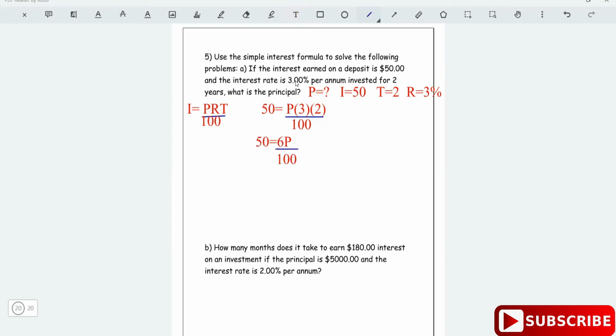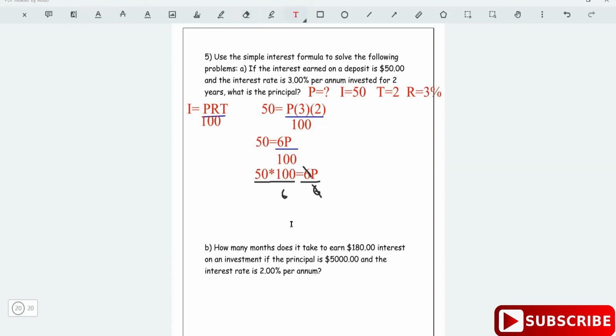And so what you're going to do is cross multiply now and make p the subject. So that means that 50 multiplied by 100 is equal to 6p. And so if I divide both sides by 6, that will give us p. So the 6s cancel.